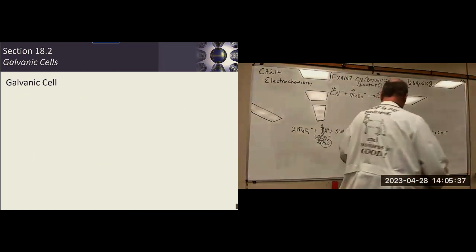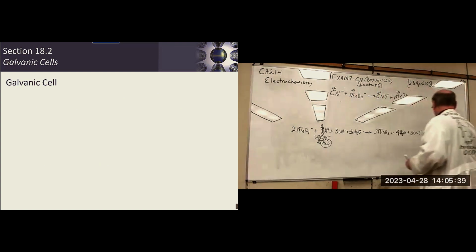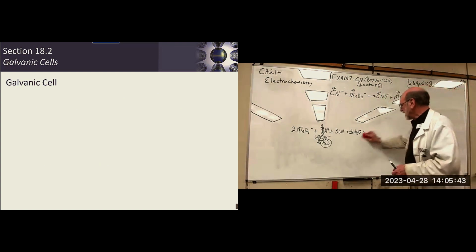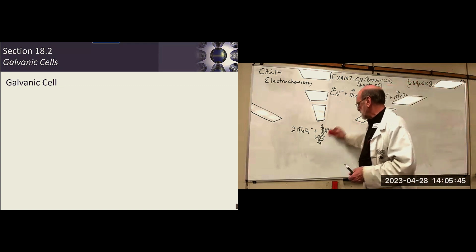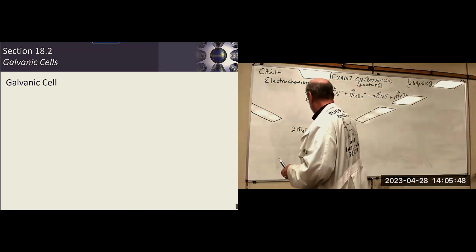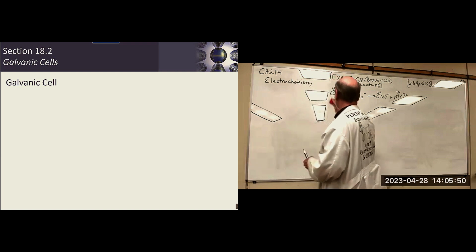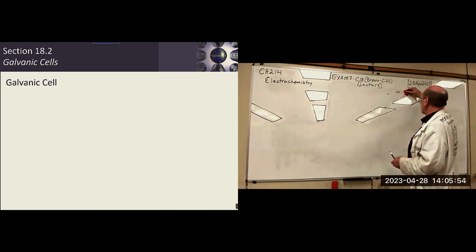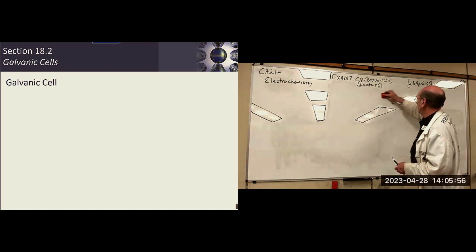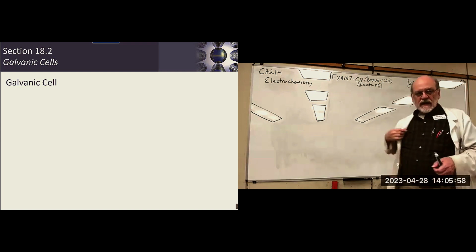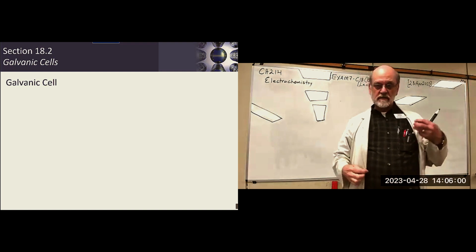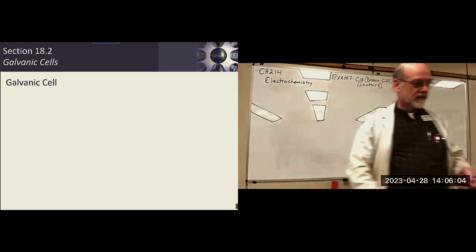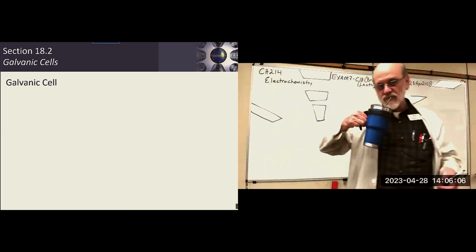Okay. Now, as I mentioned earlier, electrochemistry is the study of conversion of chemical energy into electrical energy. And the simplest way to do that is with a galvanic cell, otherwise known as a battery.